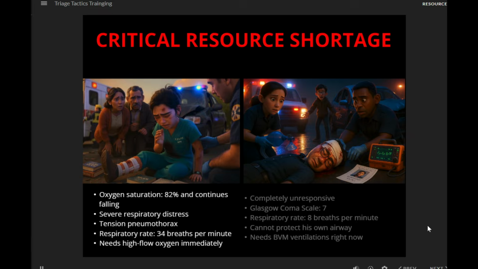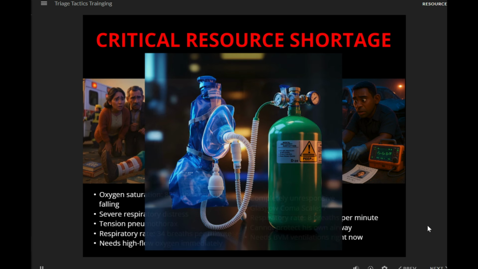On the right, Robert Chen. He's completely unresponsive with a Glasgow coma scale of 7. His respiratory rate has dropped to 8 breaths per minute. He cannot protect his own airway and needs BVM ventilations right now. Here's your problem. You only have 1 BVM and 1 oxygen tank available. Additional equipment won't arrive for another 8 minutes.